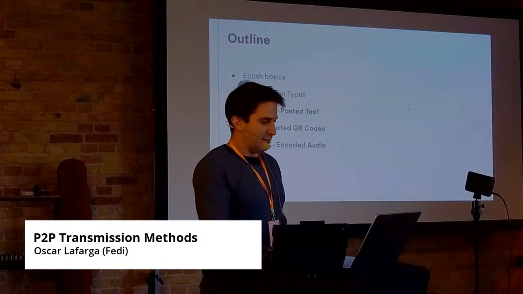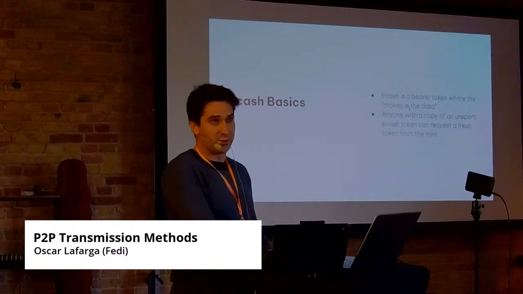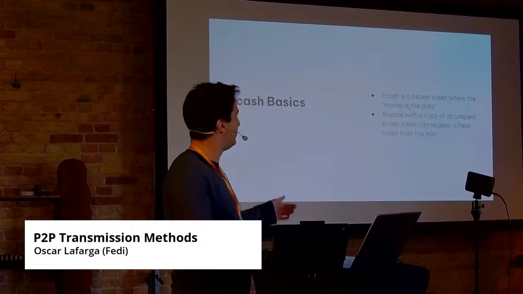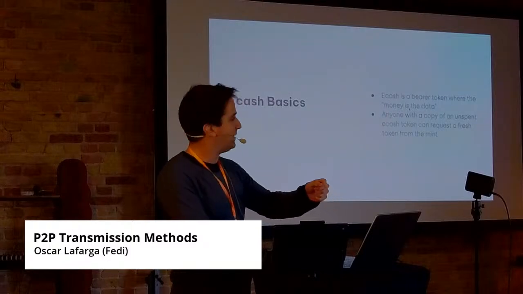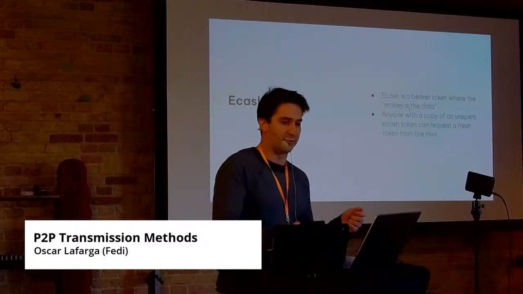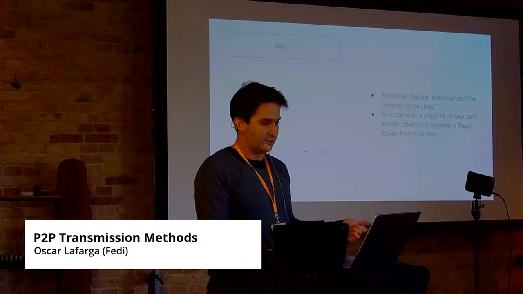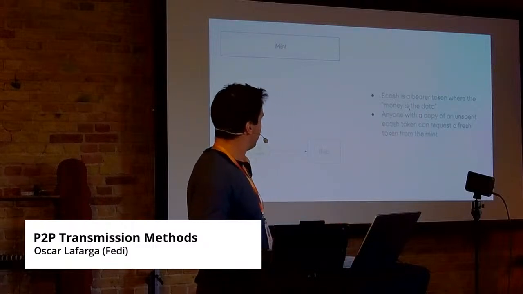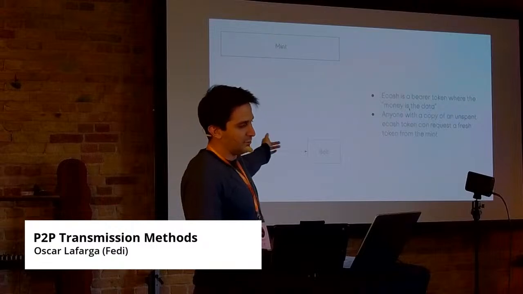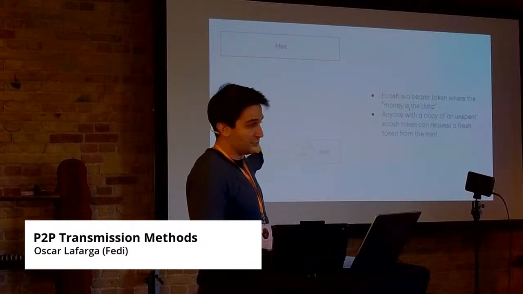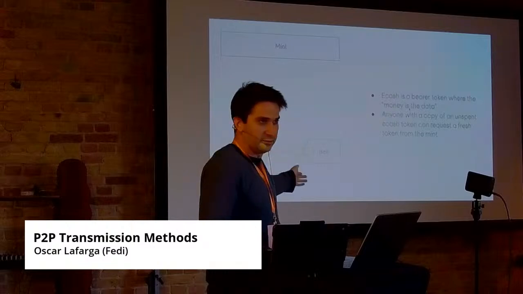So, ecash basics. I'm sure we've been learning through whatever talks. The money is the data. It's a bearer token. Anyone with a copy of the unspent ecash token can request a fresh token from the mint, invalidating the previous one. I put together a little diagram here. Alice has a 10 sat ecash note. When she wants to send it to Bob, she copies it, so she transmits it by whatever means, copy pasting, animated QR.